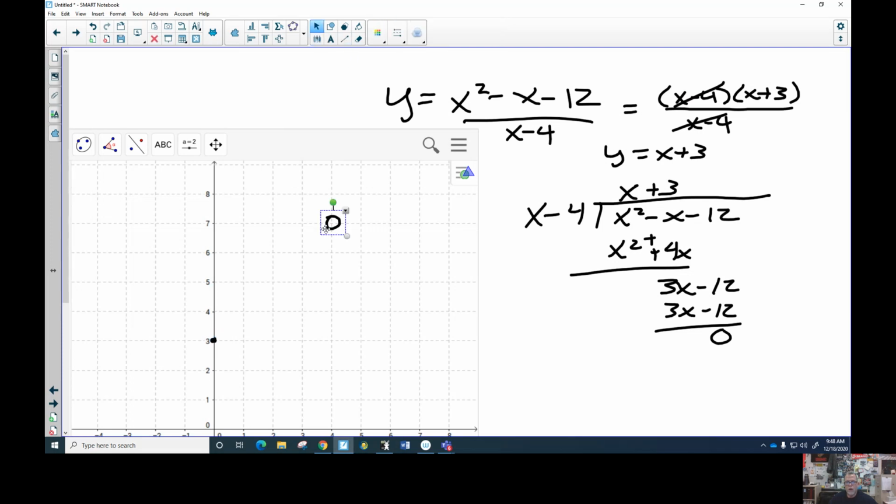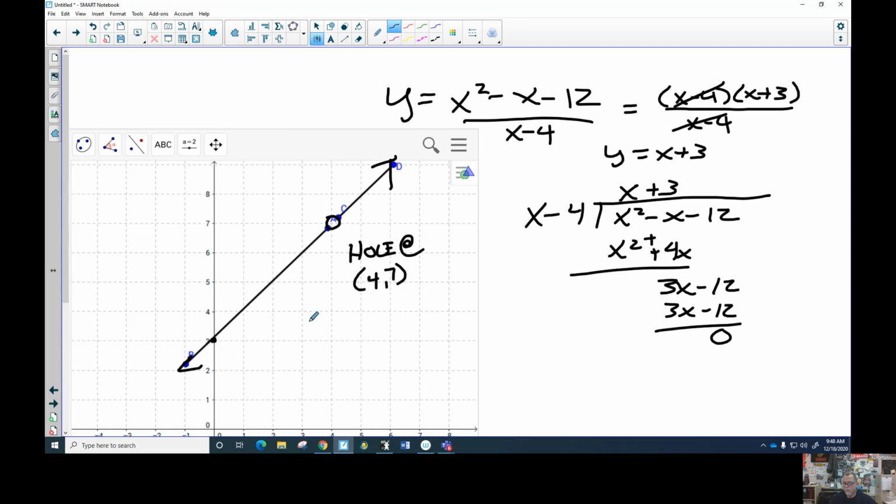And then we just draw, whoops, a line going this way, a line going that way, and with that thing here we call a hole. So it has a hole at the point 4, 7. All right, so we have to note that hole with an open circle. So this doesn't have, if they ask us about asymptotes, none. No vertical asymptotes, no horizontal asymptotes. It does have a hole at 4, 7.